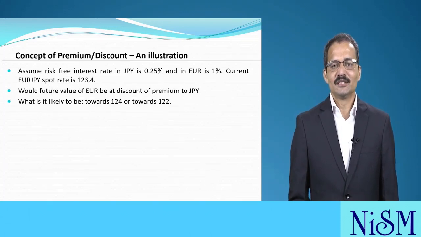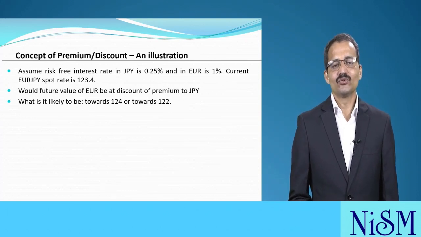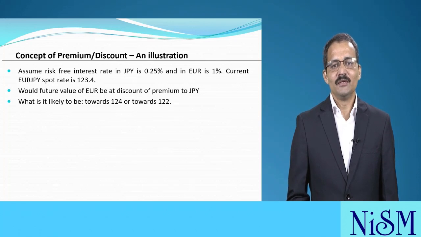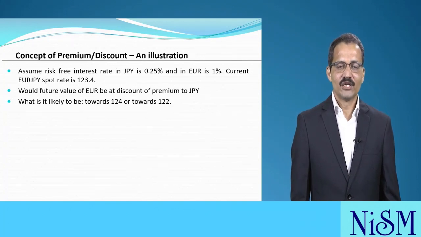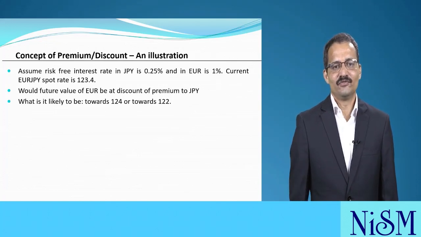So Euro interest rate is high, so it will trade at a discount, and JPY interest rate is low, so it will trade at a premium. So in this case Euro will trade at a discount to JPY. Since it will trade at a discount, it will be around 122 point something, so it may be 122.40 or so. So how you can calculate: 123.40 into 1 plus 0.25% divided by 1 plus 1% will give you the value of Euro JPY for 1 year.